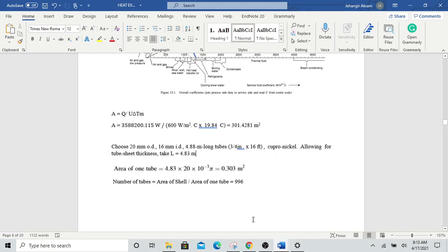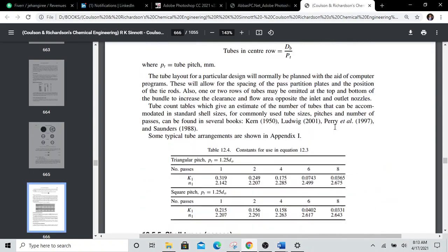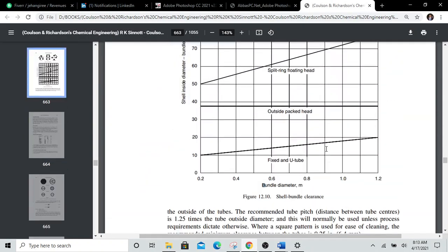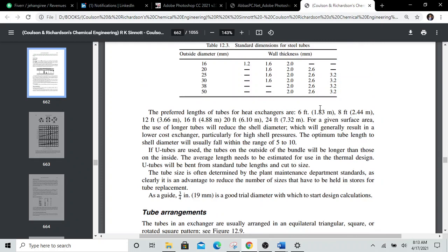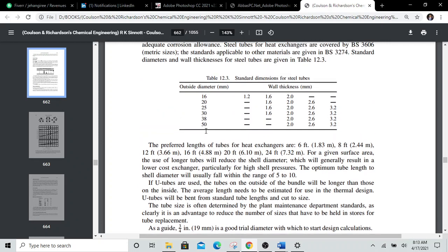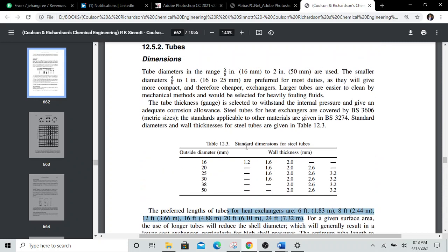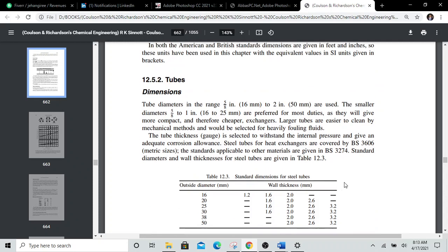Okay, I can mention the topics you can study to better understand how to estimate the tube length. You see the preferred length of tube path. Okay, outer dia, standard dimensions of steel tubes. These are the standard dimensions. Okay, if you take this wall, the thickness will be this. Okay, and so on.